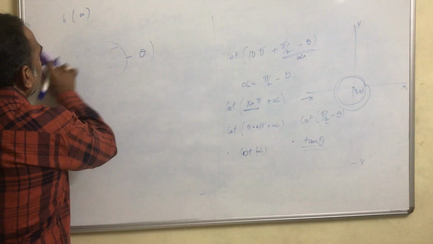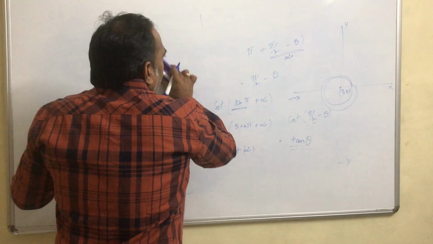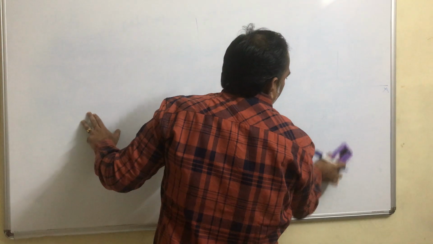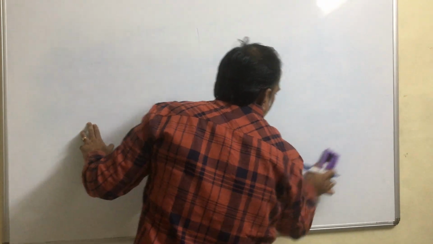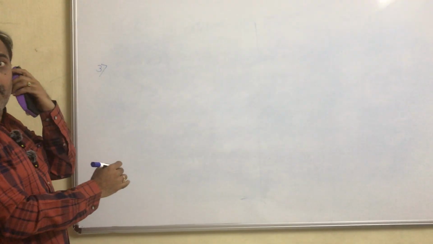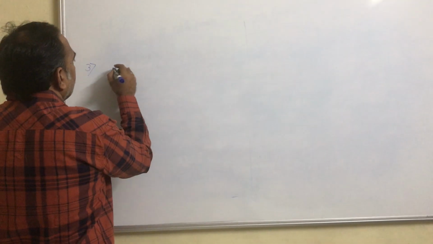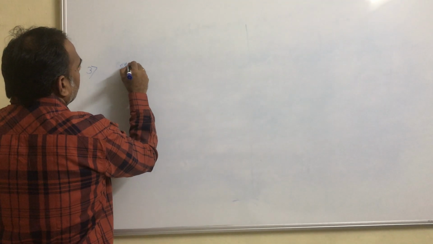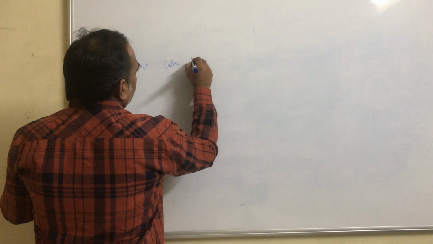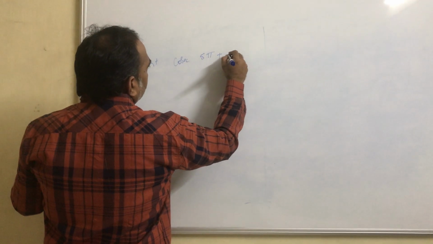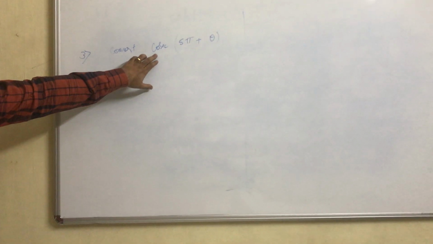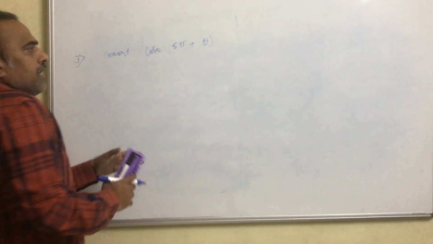Okay, next we will write one more problem. Third problem. Convert cosecant of 5 pi plus theta. Convert cosecant of 5 pi plus theta into the simplest form.